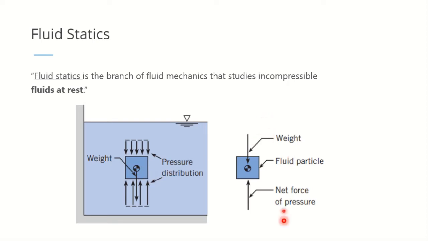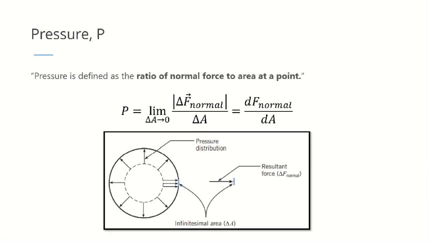Okay, so now let's talk about pressure. So pressure is defined as the ratio of normal force to area at a point. So bakit at a point? So for example here, meron tayong let's say soccer ball or a balloon. Yan, ito yung cross-sectional area niya.